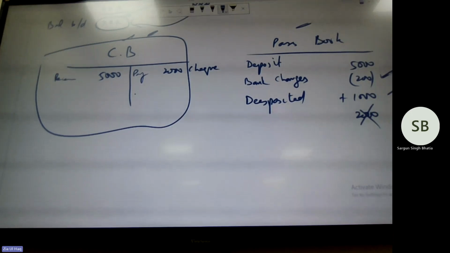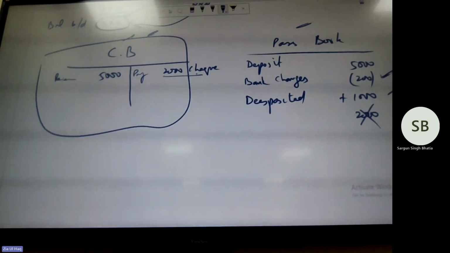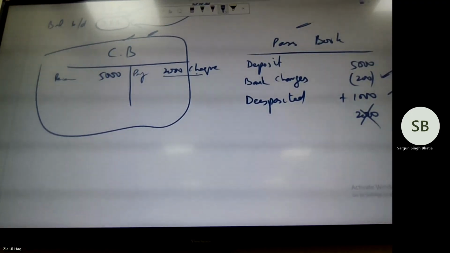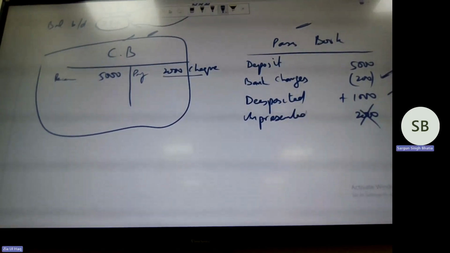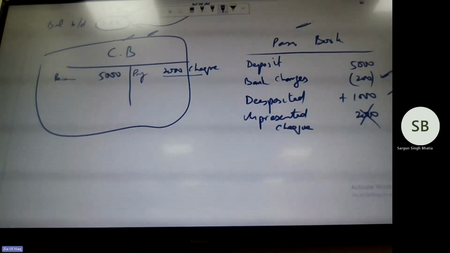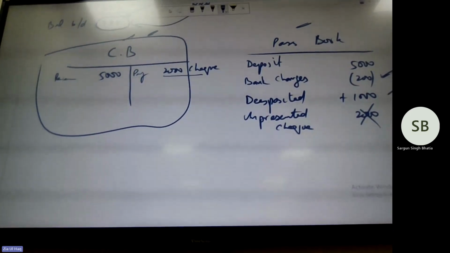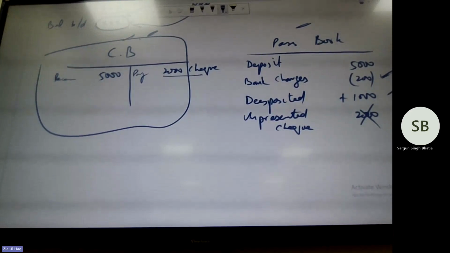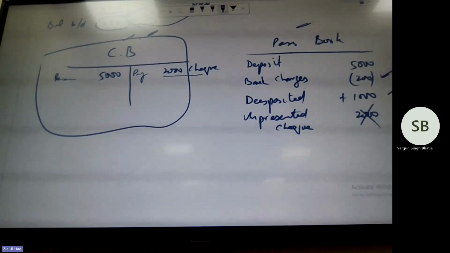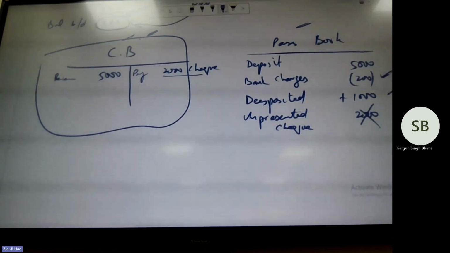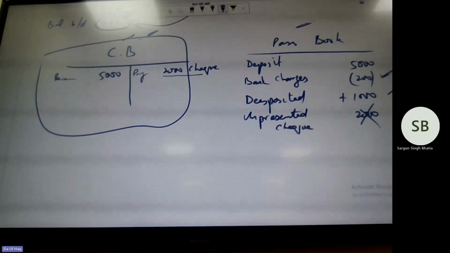Or we have paid a payment through check to a party and they didn't present the check to our bank. This is called an unpresented check. It means we paid a check to a party, but they haven't presented the check to the bank till now. So we have recorded a payment of 2,000 in the cash book, but in the passbook that check has not been recorded, because till now it's not presented to the bank. The bank will record it when the check is presented, and then the bank will deduct it from our account.